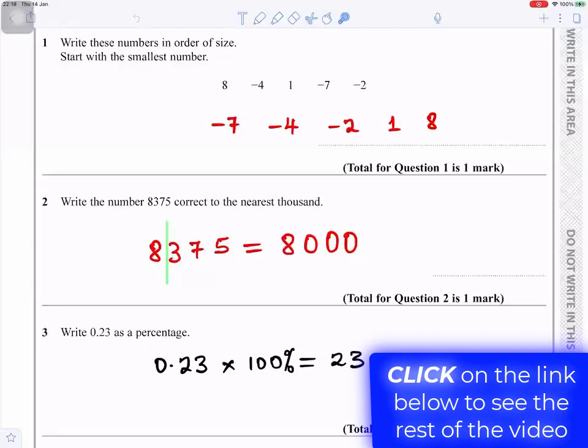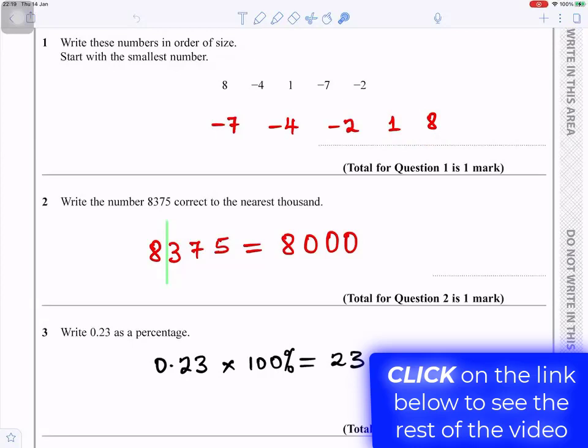Question number 1. Write these numbers in order of size. Start with the smallest. So the smallest number is -7. The next smallest is -4. After that, -2, and then 1, and then 8.